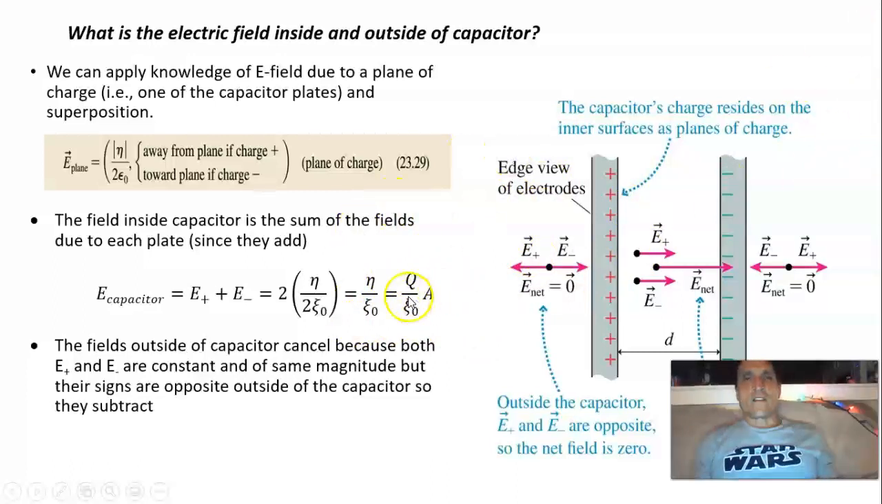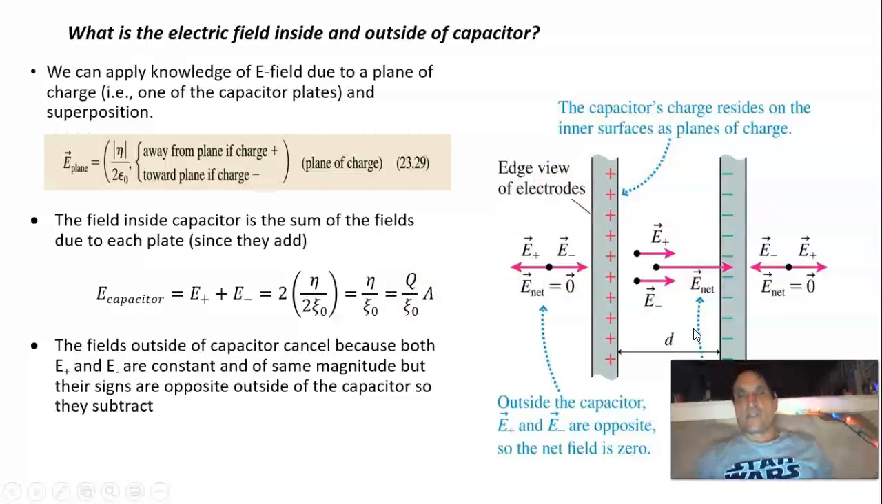And so what that says is that in between the plates, you have a uniform electric field pointing from positive plate to negative plate, and its magnitude depends on the charge per area. So the more charge we put on these plates, the greater the electric field.